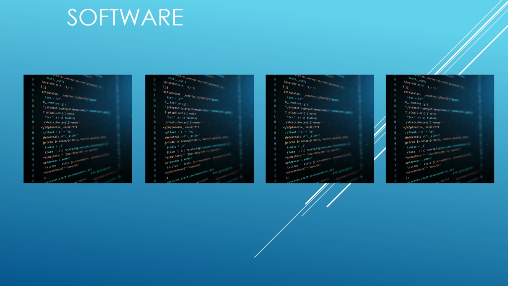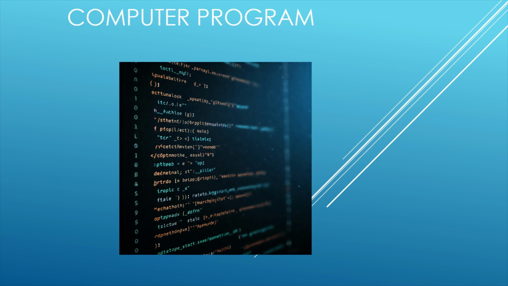So how does this software work, right? As I mentioned, a software is a group of programs. That means a group of computer programs. Then what does a computer program mean, right? A computer program is a set of instructions. It contains a set of instructions like instruction 1, instruction 2, instruction 3. And it tells what task to perform on the computer.